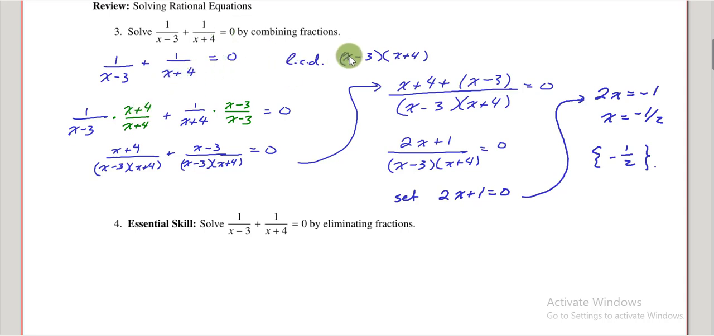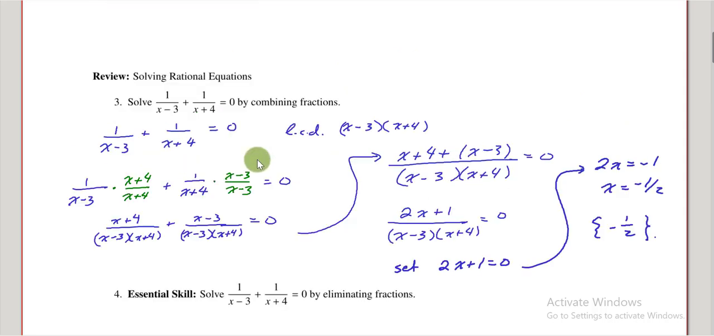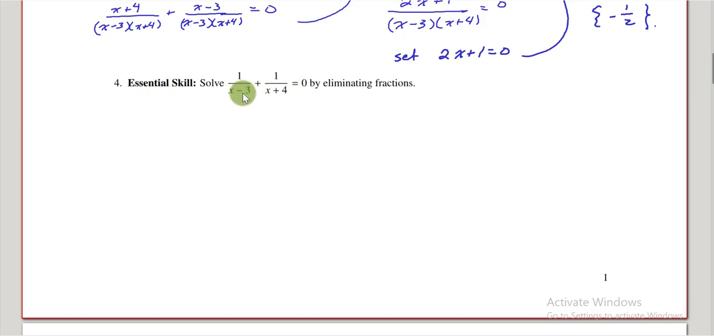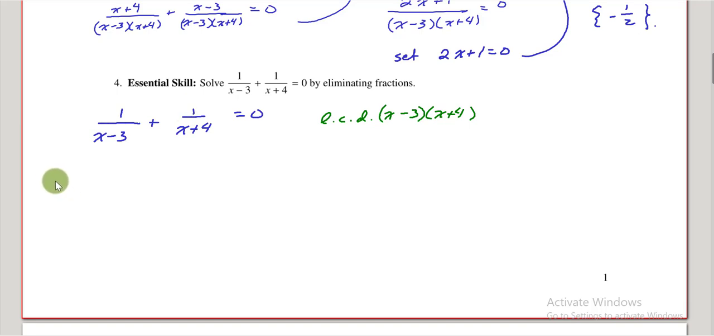What we did was we multiplied both of the fractions by the missing factors from the common denominator so that we got a common denominator, and then we added them together. This is a method that I'm going to discourage you from using in this problem. Instead, the method that I'm going to encourage you to use is to solve by eliminating the fractions. So we look at 1 over x minus 3 plus 1 over x plus 4 equals 0. I'm going to again identify the LCD. But this time, instead of writing these two fractions in terms of the LCD, I'm just going to multiply the LCD to both sides of this equation.